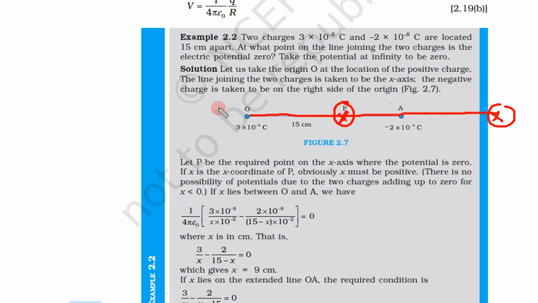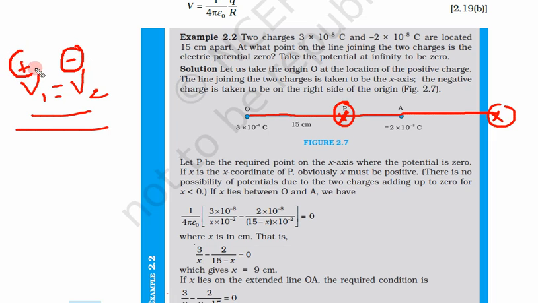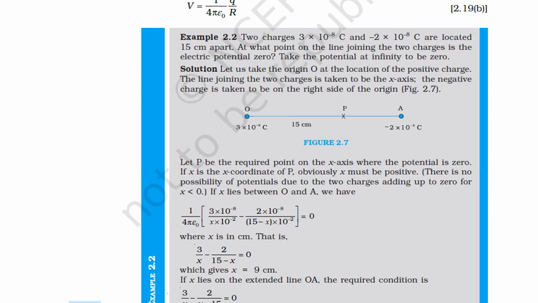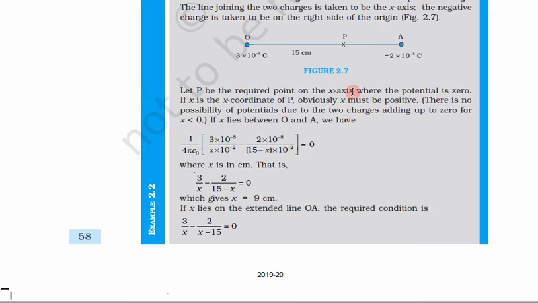Now let us solve. So when I am saying V1 is equal to V2, that means magnitude. This must always be positive, this must always be negative. You have to remember that V1 is always positive, V2 is always negative. Only the magnitude is the same. Hence they will cancel out. Now they have explained these conditions.